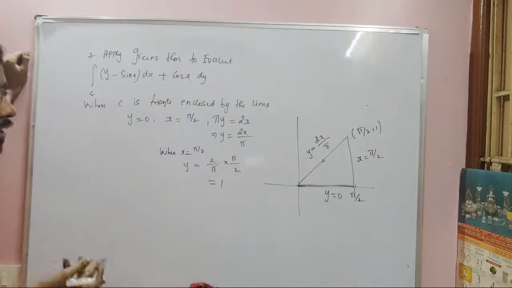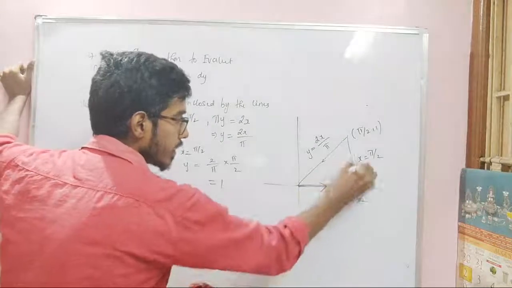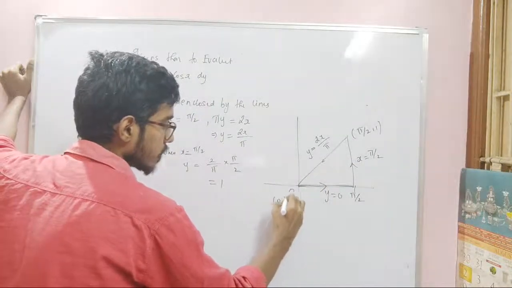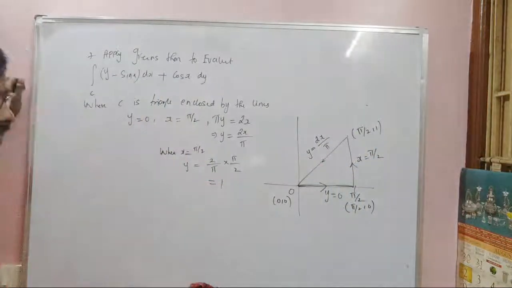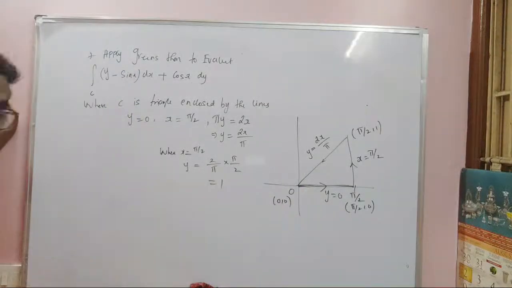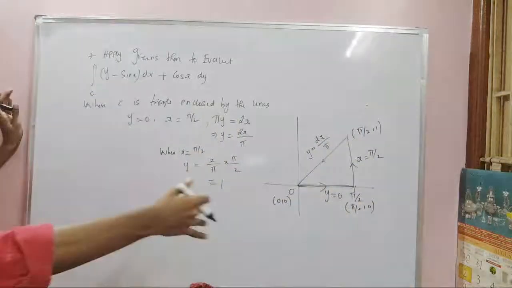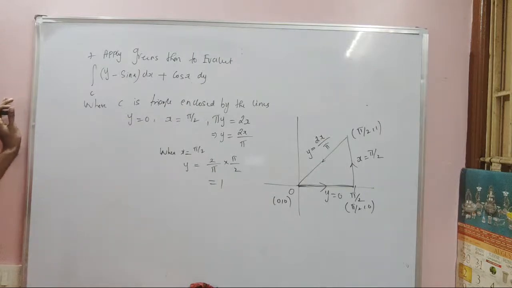Right, that's it. Now we can also integrate by line integral. So we can go this way. This is the point 0 comma 0, this is pi by 2 comma 0, this is pi by 2 comma 1. And you can see here y is equal to 0, dy is equal to 0, x varies from 0 to pi by 2. And for this path, x is equal to pi by 2, dx is equal to 0, y varies from 0 to 1. And for this path, you have to take y is equal to 2x by pi. You can easily evaluate by line integral, but now we are going to do that by Green's theorem.